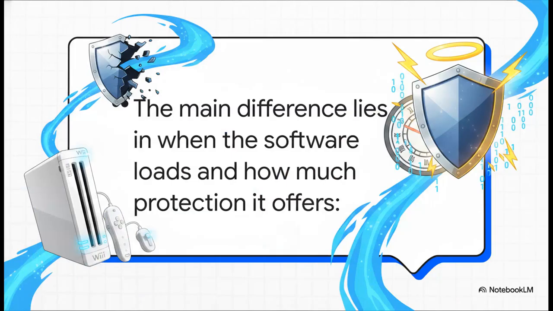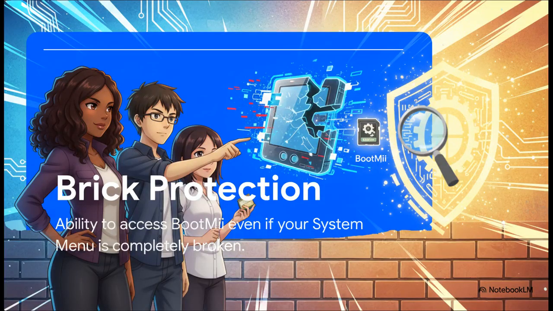Let's get into it. Now, this whole conflict really boils down to one core concept from the source. Quote, "The main difference lies in when the software loads and how much protection it offers." And honestly, that right there is the absolute crux of the entire debate. It's not just about having a backup plan installed on your device. It's about the exact chronological millisecond that your backup plan actually kicks into gear. Timing and security are the two ultimate stakes here, because if you get the timing right, your protection is practically ironclad. And to really understand that level of security, we've got to talk about a specific term, brick protection.